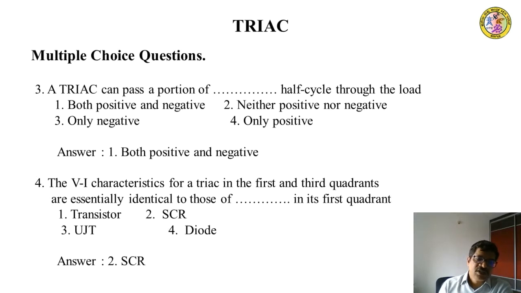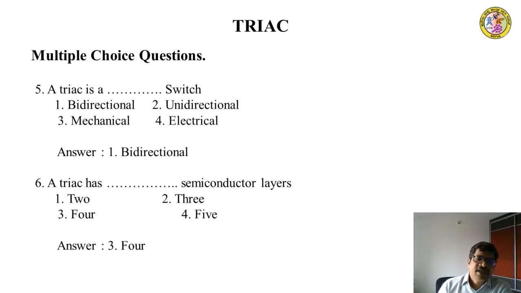Question number 4. VI characteristics for a triac in the first and third quadrants are essentially identical to those of 1. Transistor, 2. SCR, 3. UJT, 4. Diode. The answer is 2, SCR in its first quadrant. Question number 5. A triac is a dash switch: bidirectional, unidirectional, mechanical, or electrical. So the answer is the first one, triac is a bidirectional switch.